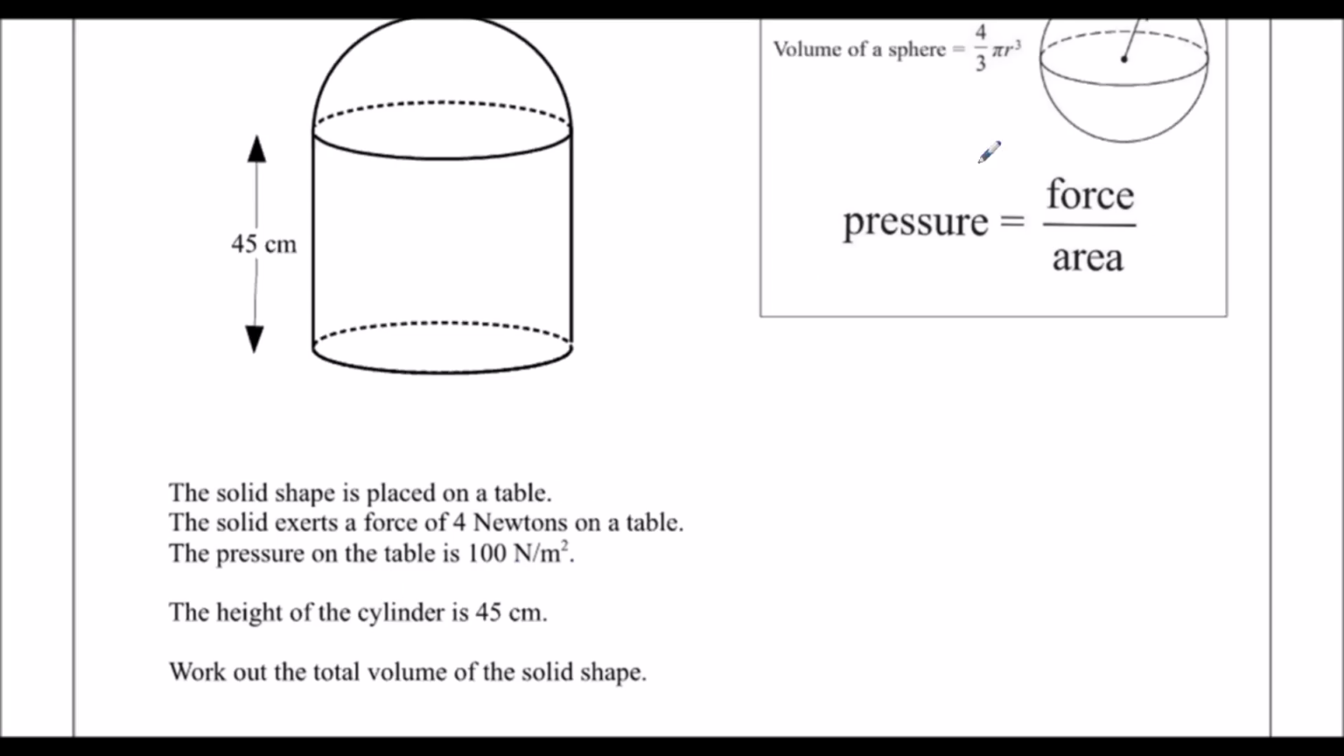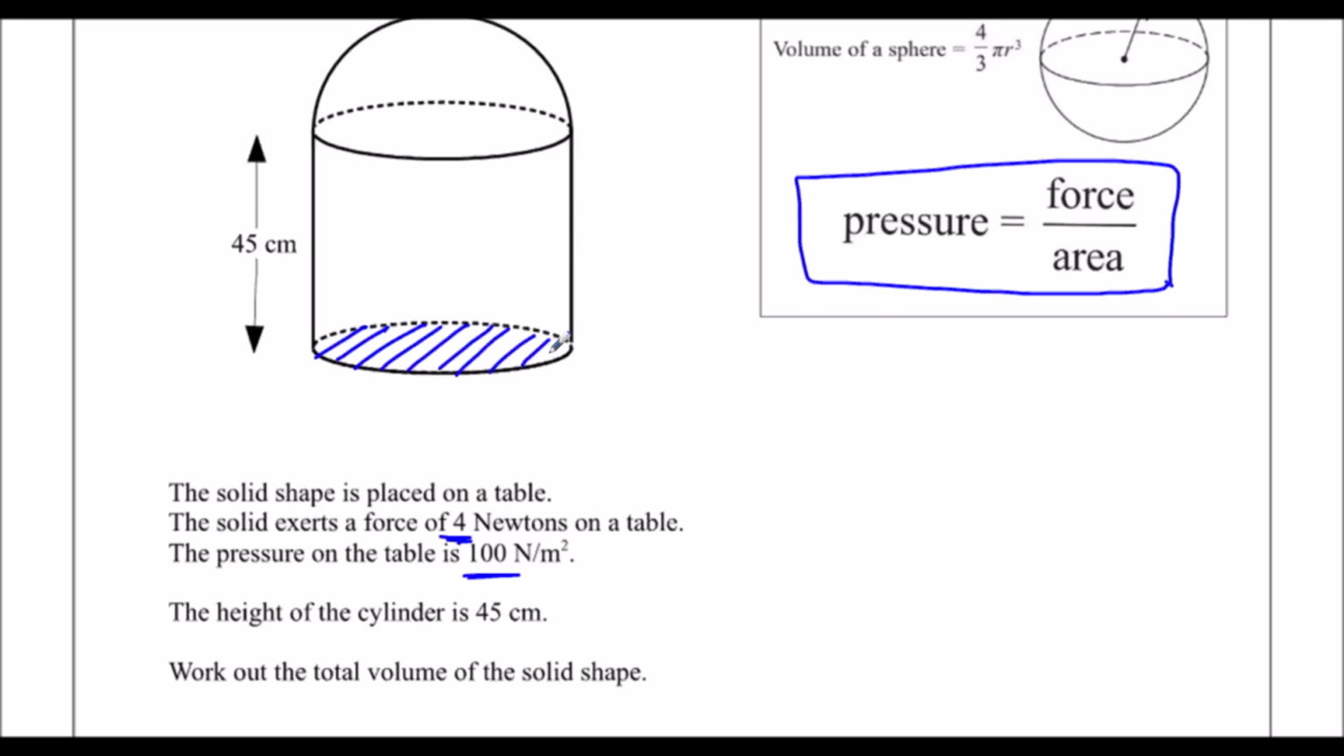So we've been given the force of 4, and the pressure is 100. So we're going to use pressure is force over area. That will give us the area of the base. And then we can use that to find the volume of the cylinder, and we can find the radius, which will give us what we need to find the volume of half a sphere.